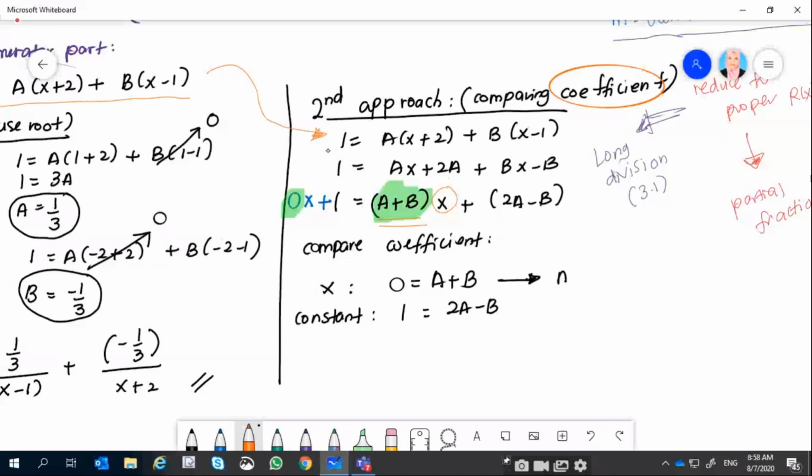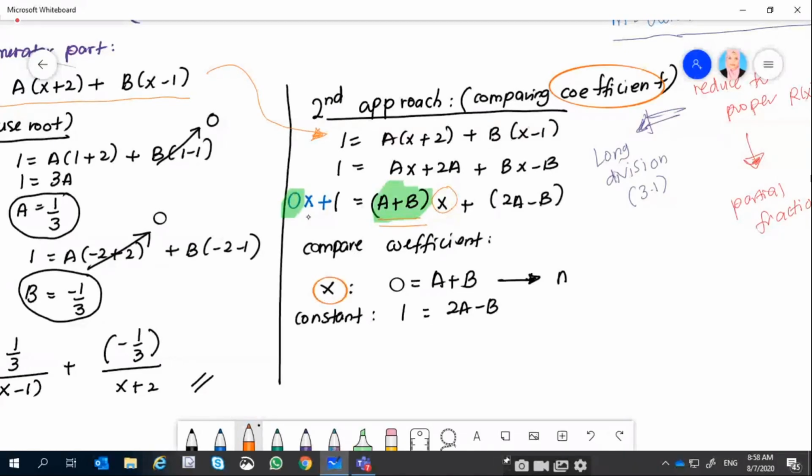Okay, and now look at the left hand side. There is no coefficient for x, so I add 0 coefficient for x in order to get a clear view, so that you can easily compare the left hand side and the right hand side. Okay, so I start comparing the coefficients from the first part, which is x.